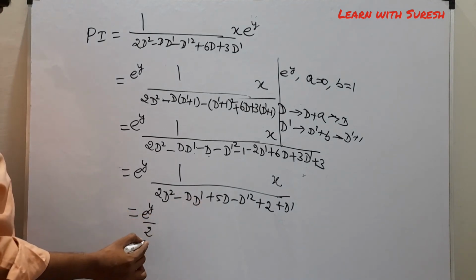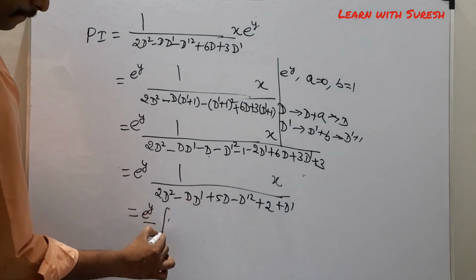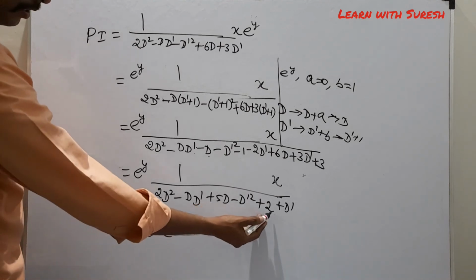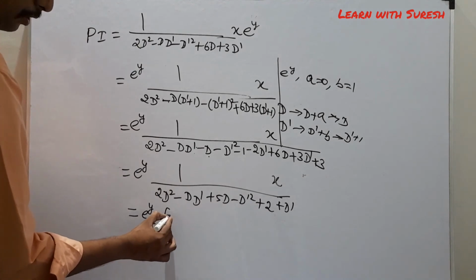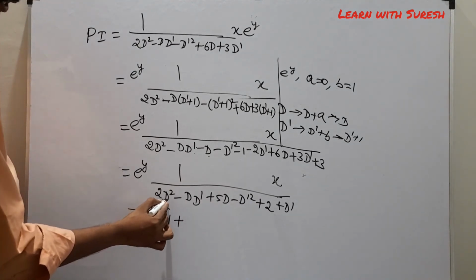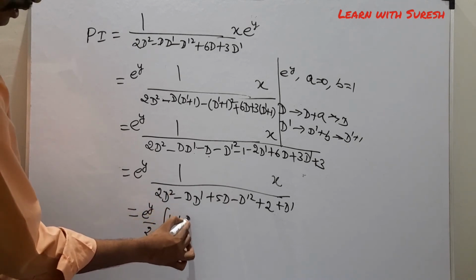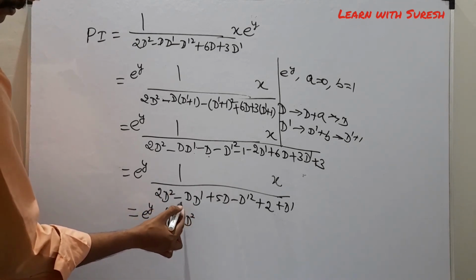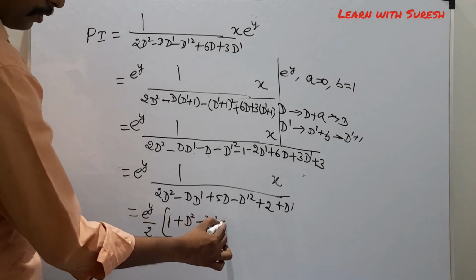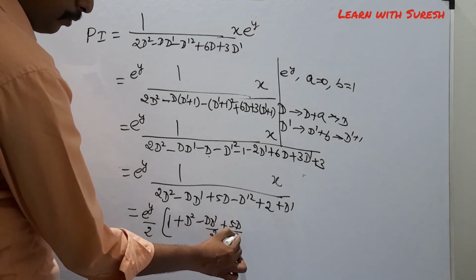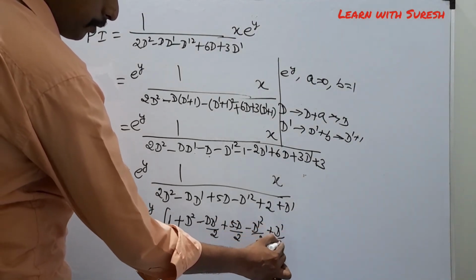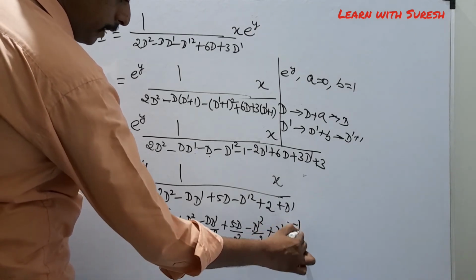I can take 2 outside and write the remaining terms. What will be the remaining terms? I have taken 2, so the remaining term 1 will be there surely, plus 2D², 2 taken out, so D² minus DD'/2 plus 5D/2 minus D'²/2 plus D'/2, whole power minus 1, into x.